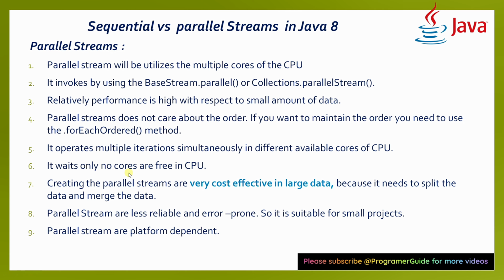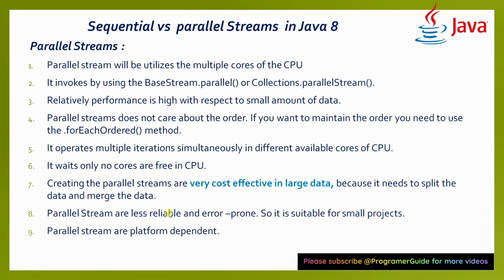Creating parallel streams is very cost intensive with large data, because the data is going to be split multiple times and merged multiple times. Also the data is not going to be organized. If you want to organize it, you need to call the forEachOrdered method. In that case the processing time is going to be high.